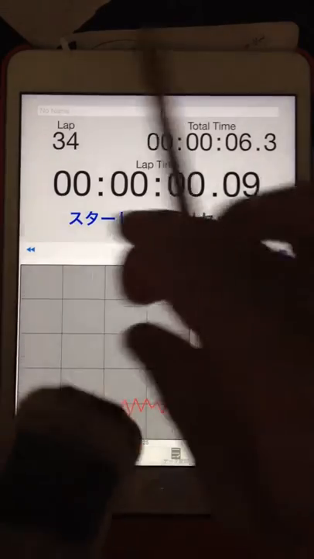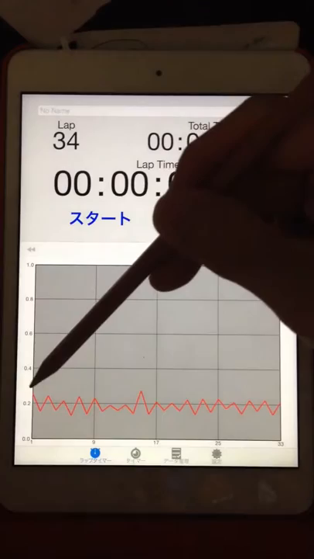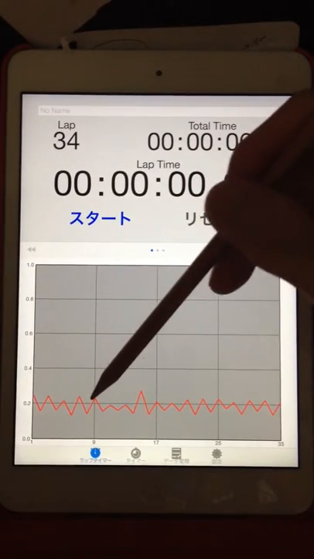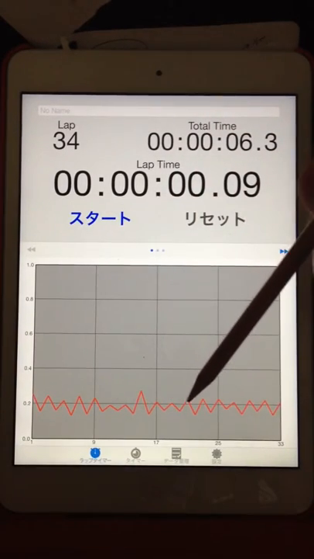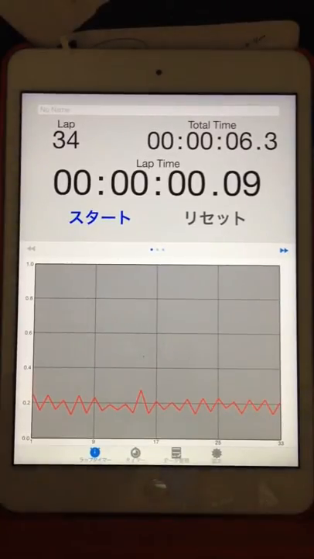So let's try this. 1, 2, 3, 4, 2, 1, 2, 3, 4, 2.